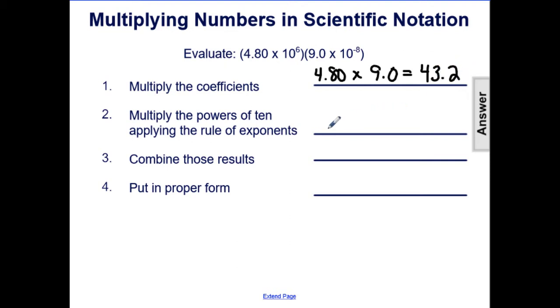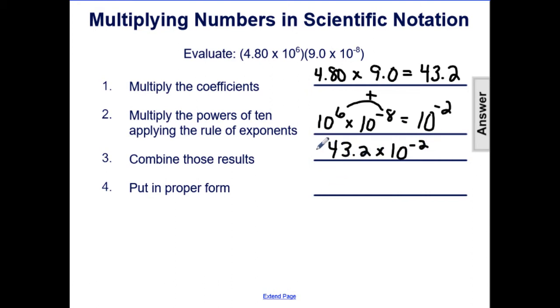We're then going to multiply the powers of 10, applying our rules of exponents where we add them. So we're going to multiply 10 to the 6th times 10 to the negative 8, where we're going to add our exponents. 6 plus negative 8 will give us 10 to the negative 2. If we combine those results, that would give us 43.2 times 10 to the negative 2.